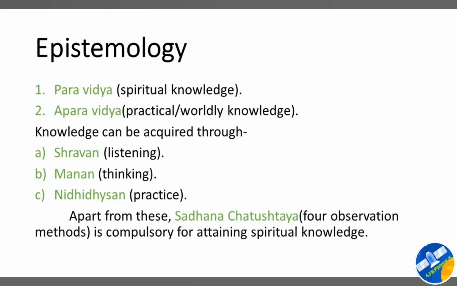Knowledge can be acquired through Shravan, which means listening, Manan, which means thinking, and Nidhyasan, which means practice. And apart from this, Sadhan Chatushtya, the 4 observation method, is compulsory for attaining spiritual knowledge, that is the Paravidya. So this Sadhan Chatushtya is a process in which a person learns the discrimination between real and unreal, learns detachment, trains their mind and senses, withdraws from worldly pleasure, develops focus, and practices basically for enlightenment and liberation.